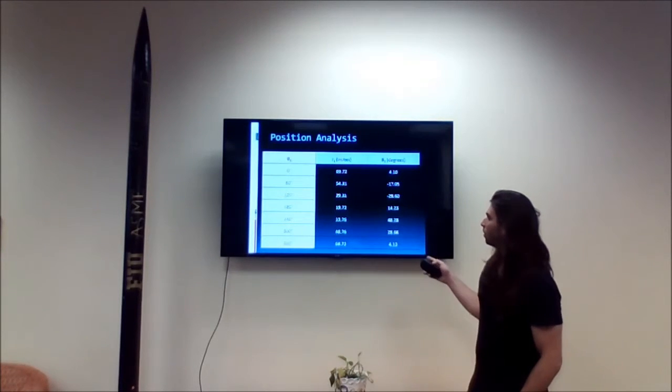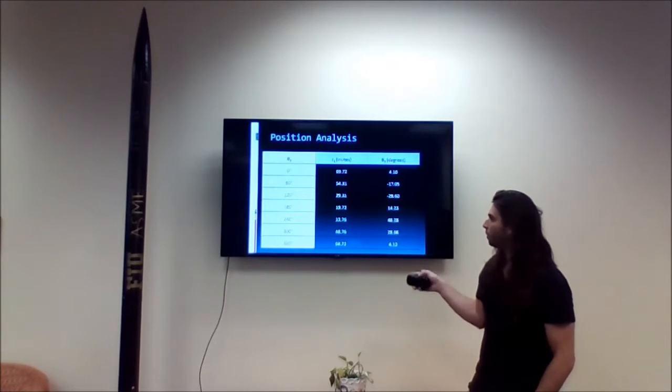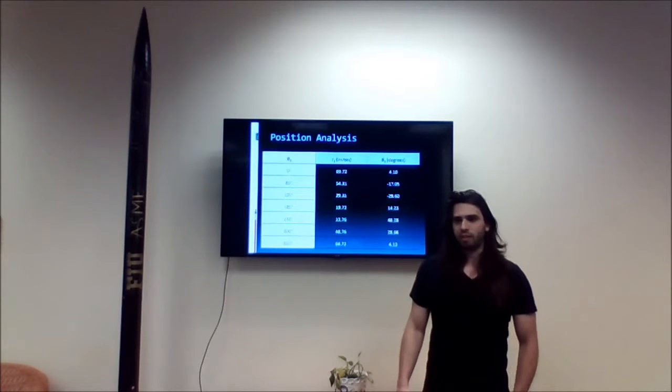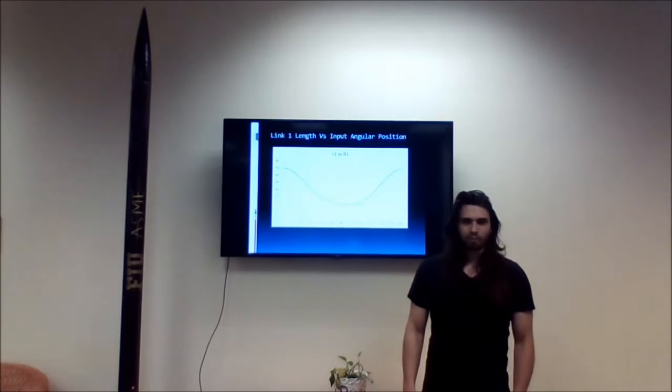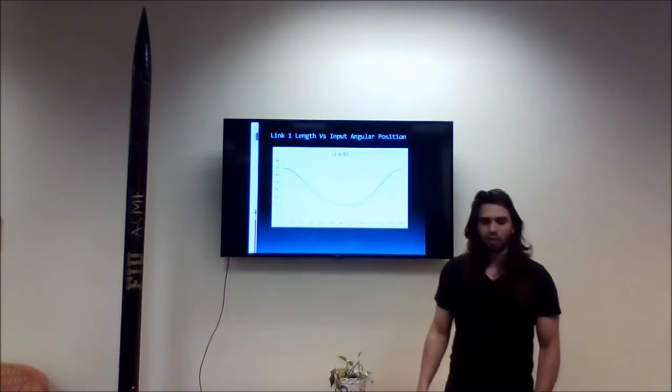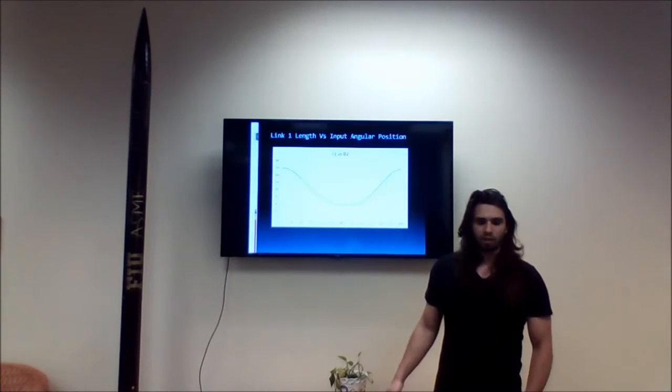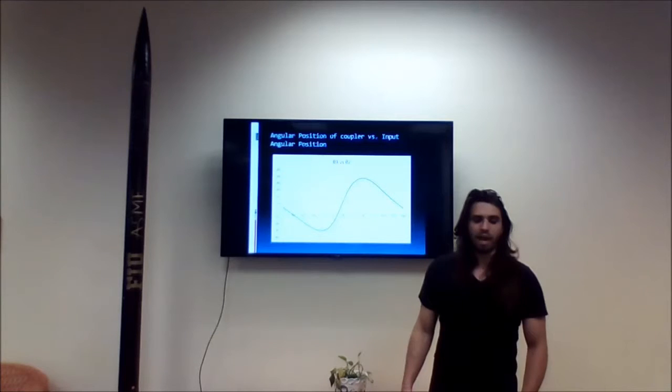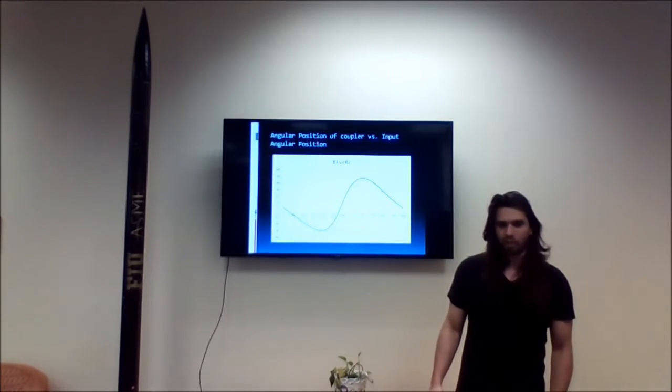These are our results of R1 and theta 3 versus theta 2 given in 60-degree increments. Our first graph result shows the link 1 length versus the input angular position. Our next graph is the angular position of the coupler versus the input angular position.